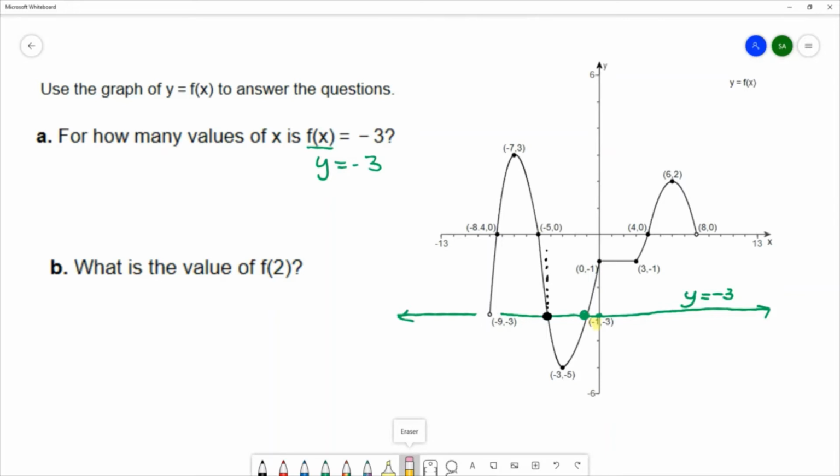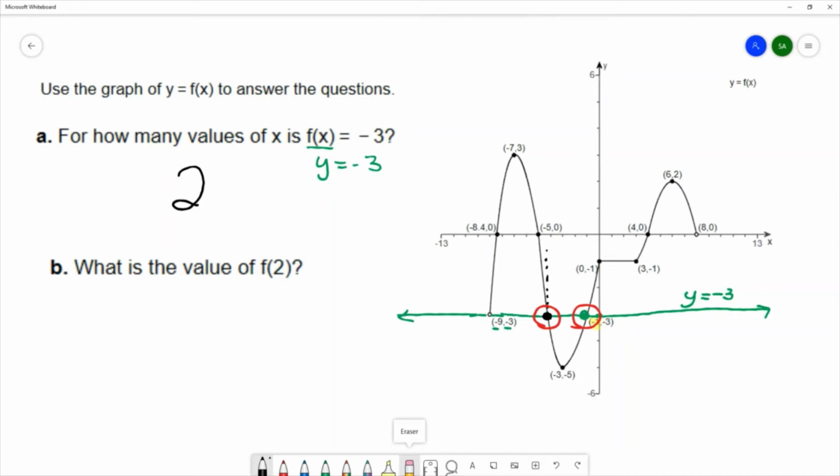And then we have one more place, and I'm going to erase here so we can see it more clearly. We can see that that's an open circle. And the open circle means that that's not part of the graph. So even though that's labeled on my picture here, because it's labeled next to an open circle, -9 doesn't count as a point on this graph, (-9, -3). So we have two places where f of x equals -3, two x values where f of x is equal to -3. So that's how many values of x have y values that are -3: two values of x.